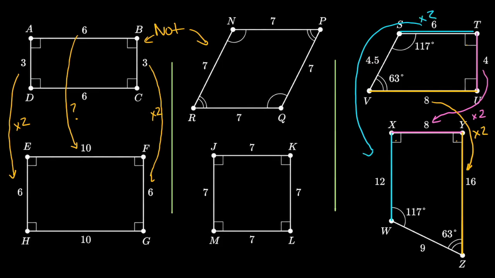And then last but not least, we have this side right over here that corresponds to that side. And once again, to go from 4.5 to 9, my hand got squiggly there, we're multiplying by 2 again. So this pair is similar. So we got one of them to actually work.